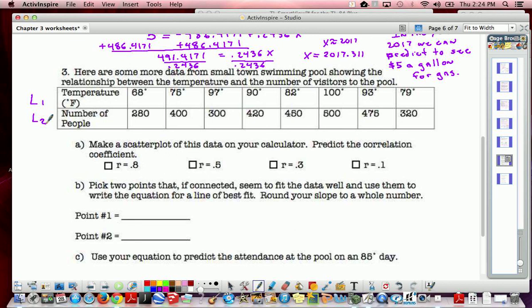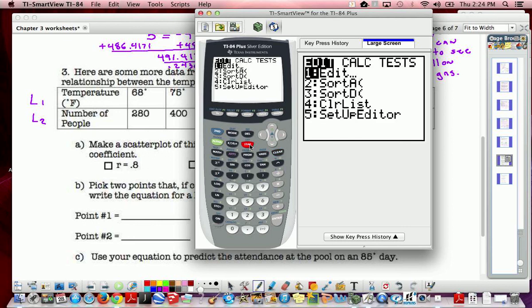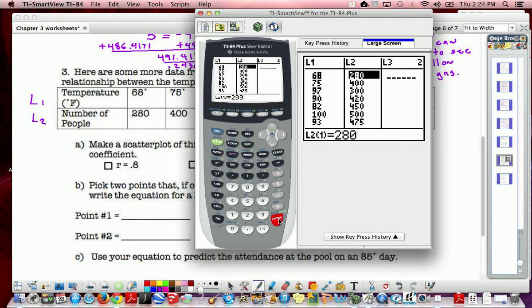If you need to pause the video, do so right now and then just come back to it when you're ready. Okay, so what I now can do is do the scatter plot. So first thing I want to make sure is, do I have my data here in my calculator? List 1, list 2, which I do.